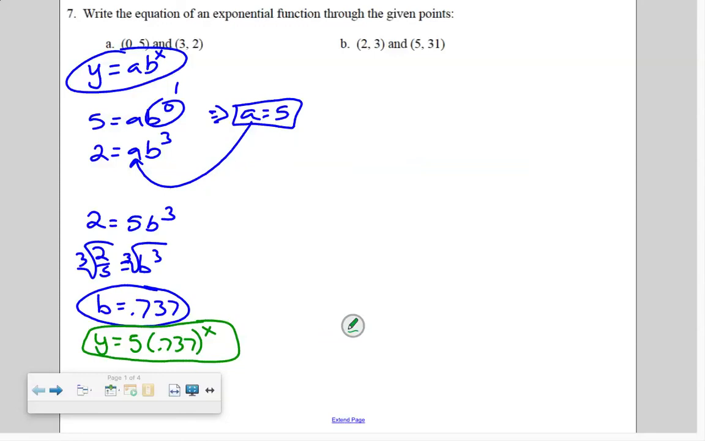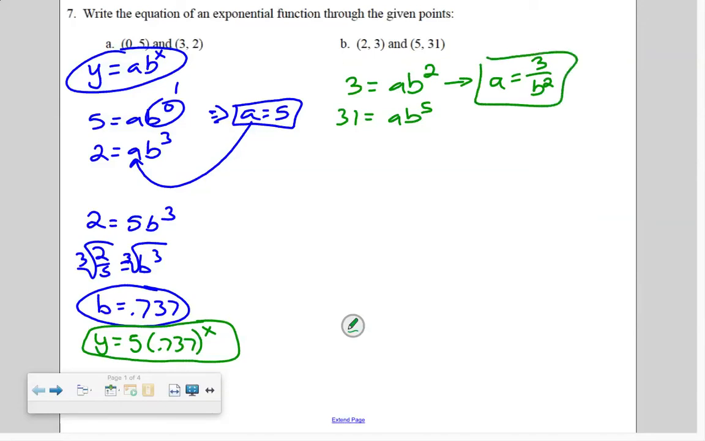For part B, we do the same initial setup. So we have 3 is equal to a times b to the 2nd power. 31 equals a times b to the 5th power. So here we don't have a b to the 0, so it doesn't cancel out real nicely for us. But we can solve one of these equations for a. Doesn't matter which one. We can do the first one. So divide both sides by b squared. We get a equals 3 over b squared.